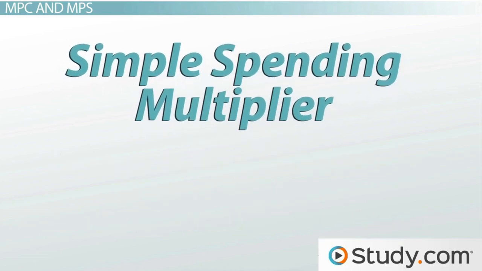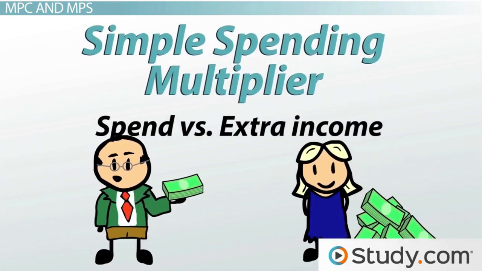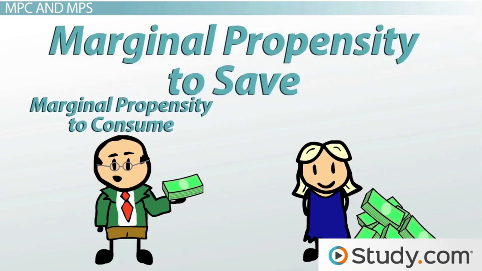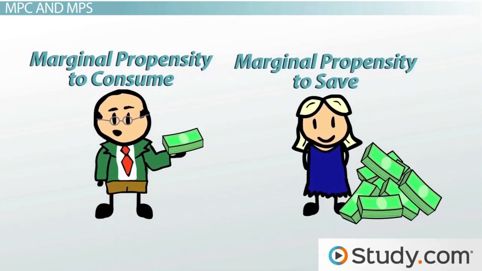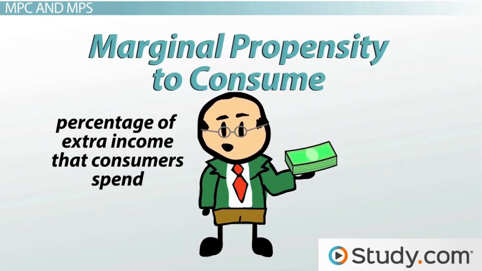To understand the simple spending multiplier, you also need to understand how likely people are to spend versus save any extra income they get, because this determines how big the multiplier effect will be. Economists call these two other concepts the marginal propensity to consume and the marginal propensity to save. The marginal propensity to consume is the percentage of extra income that consumers spend.